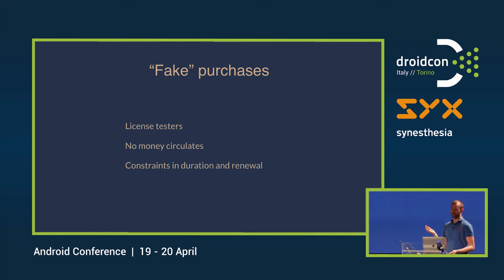And the last thing that we can make use of is fake purchases. Essentially, when you do a fake purchase, you become a licensed tester. So you whitelist your email, like your Google email address, so that you become one of these. And what happens is that no money circulates. So it's the closest thing to an actual purchase in real life. However, there are differences. The main difference is that, especially for subscriptions, there are constraints in both duration and renewal times. And this is fairly new, because I think this was introduced or enforced in February.